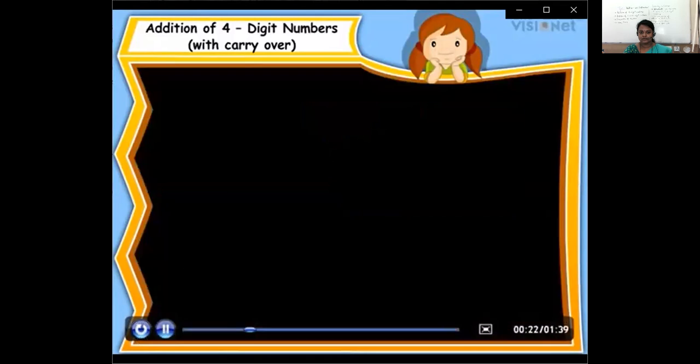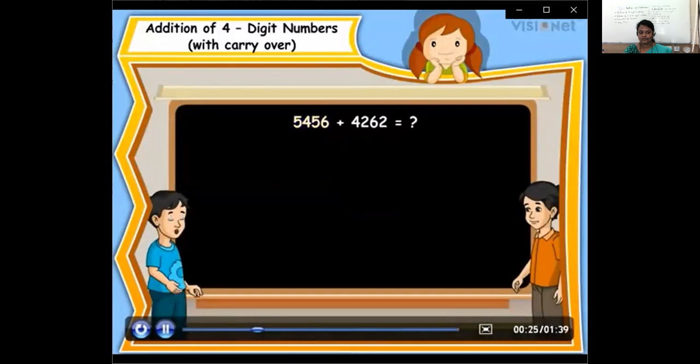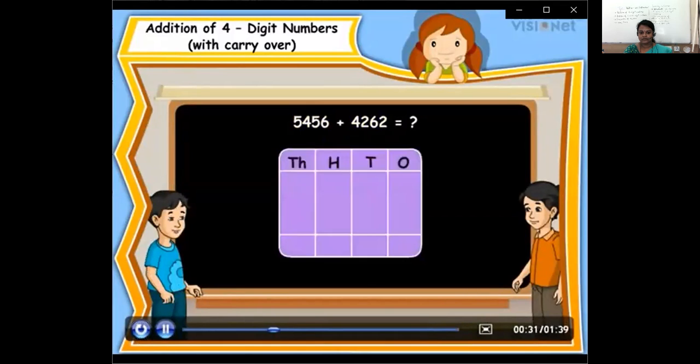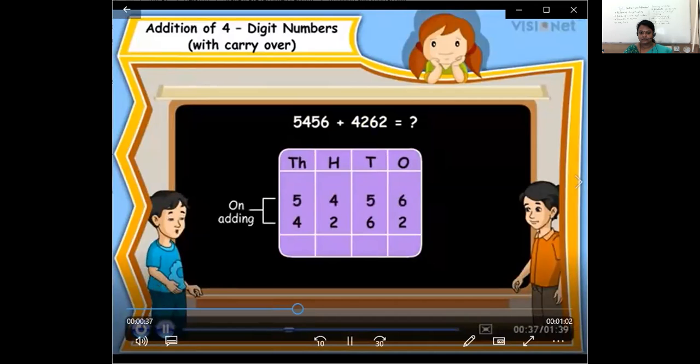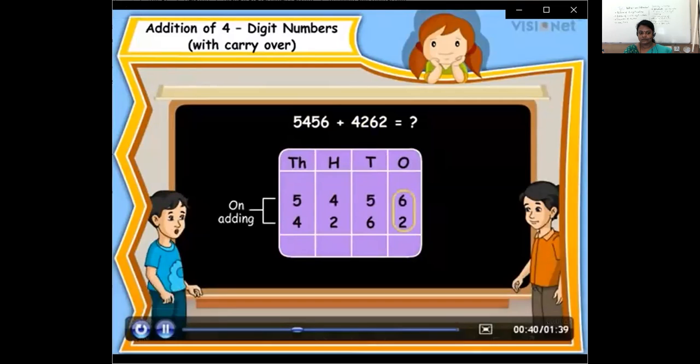Okay. First we take two numbers, 5456 and 4262. We first place these numbers one over another in a place value table and add them from the unit place. As here 6 and 2 are at unit place, so we first add 6 plus 2, which gives us 8. So we put 8 in the answer. Now we add next terms in tens place, that is 5 plus 6, which gives us 11 tens. We can write 1 at tens place and take 1 carryover to hundreds.